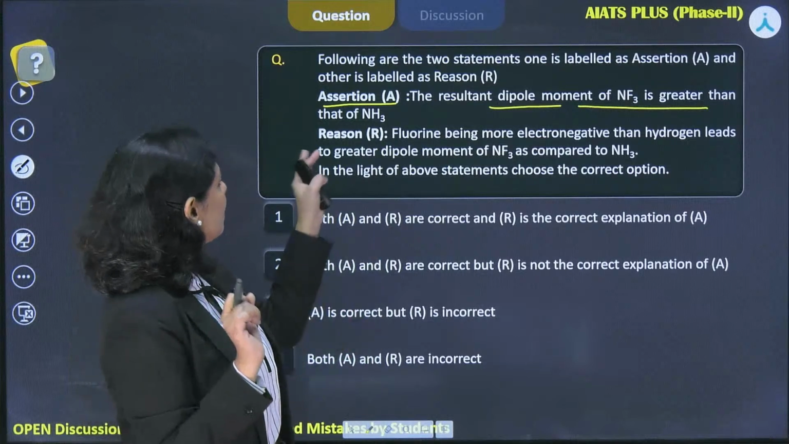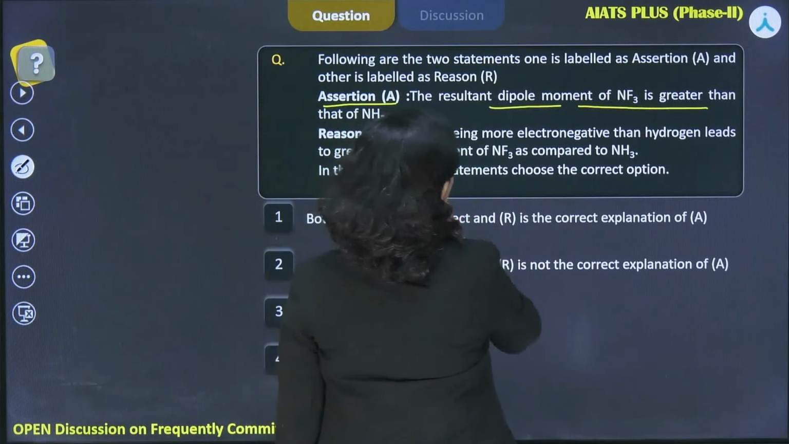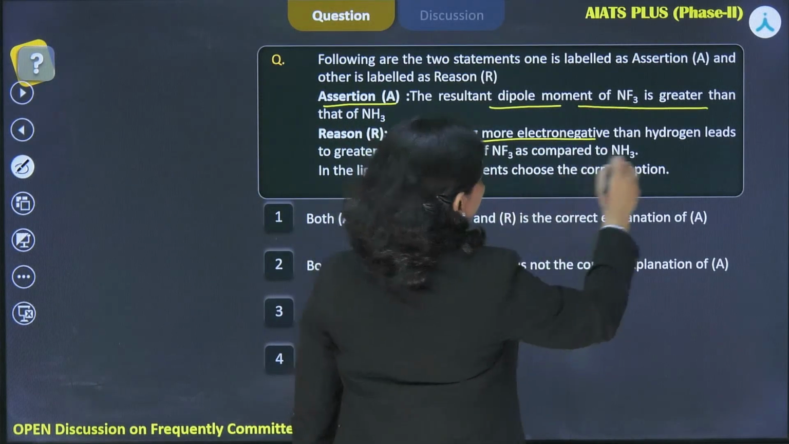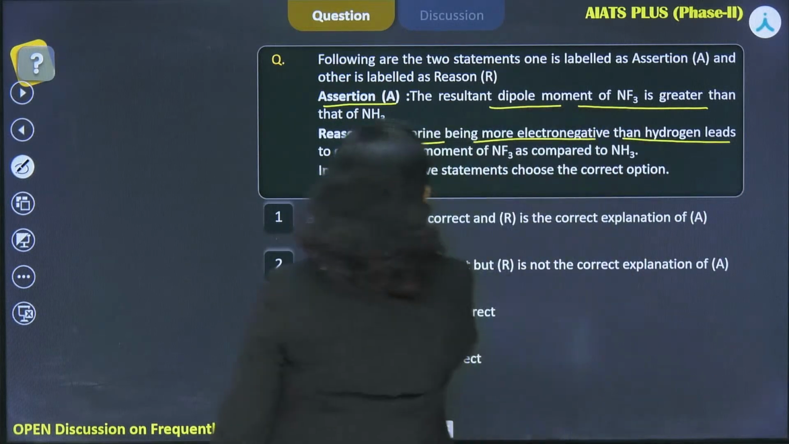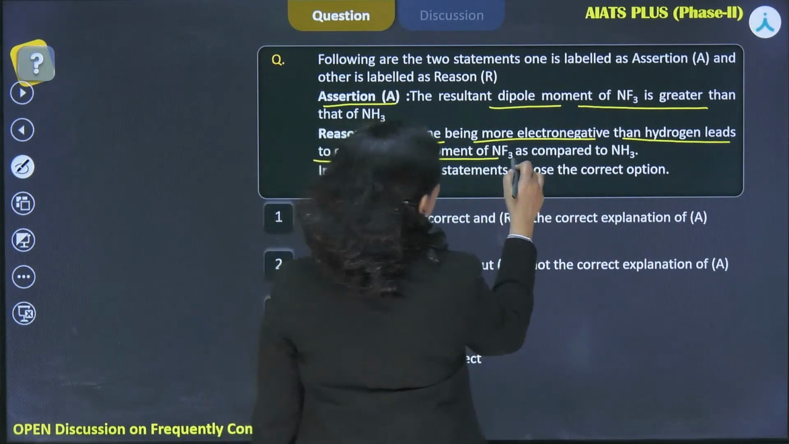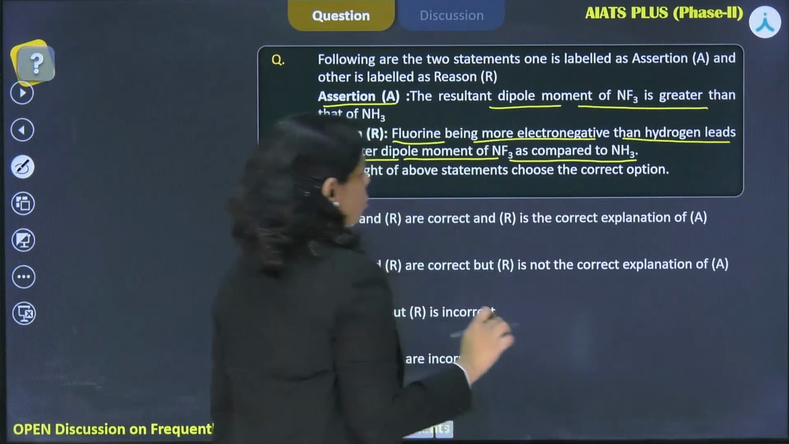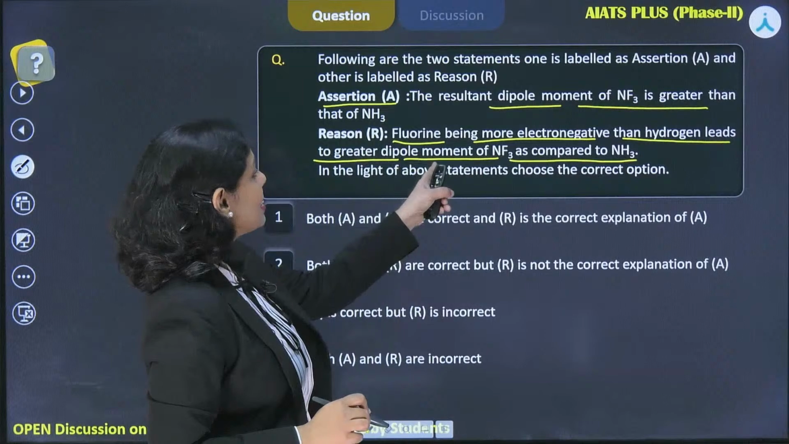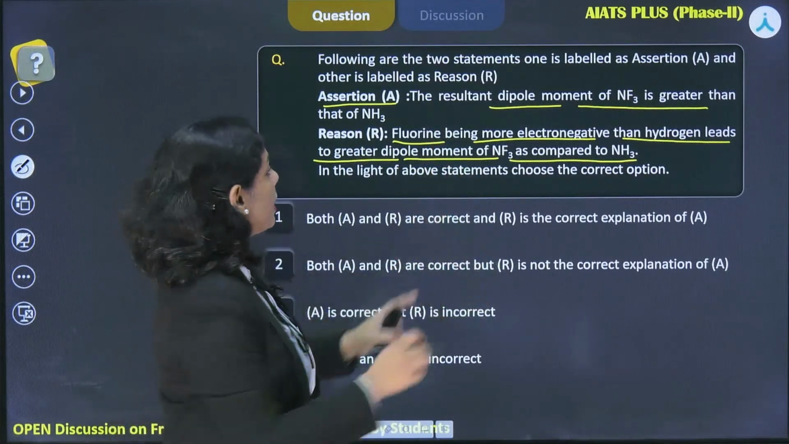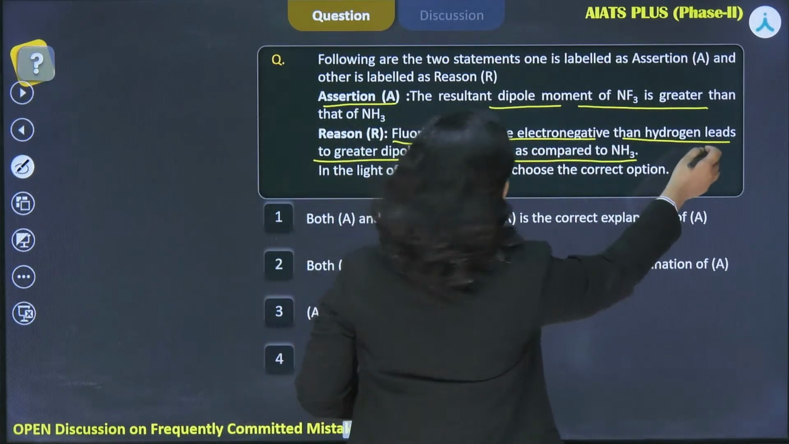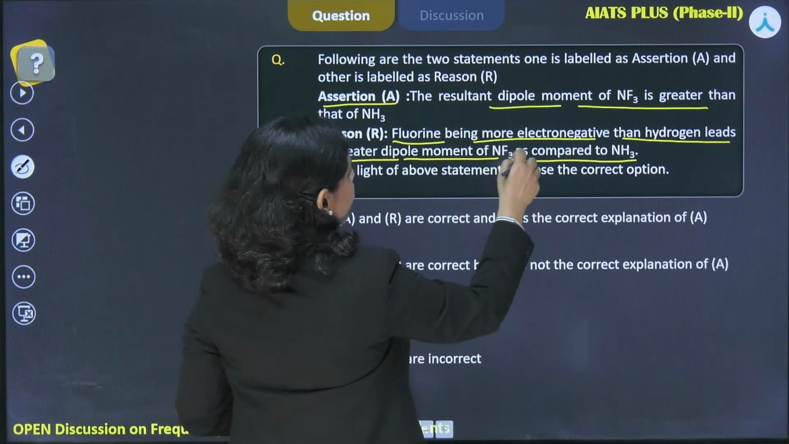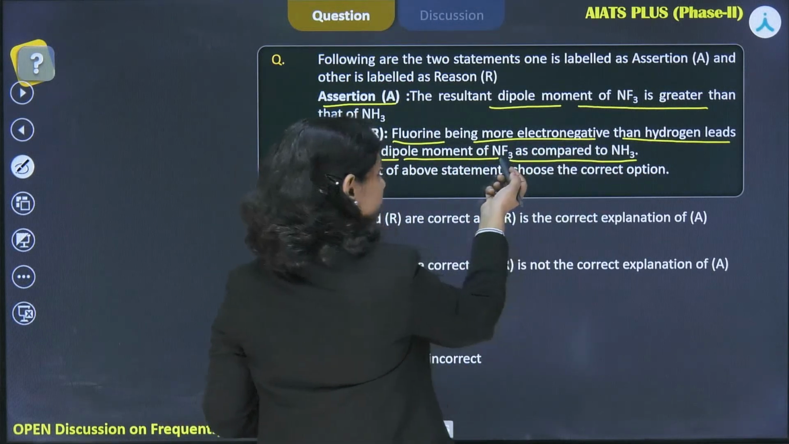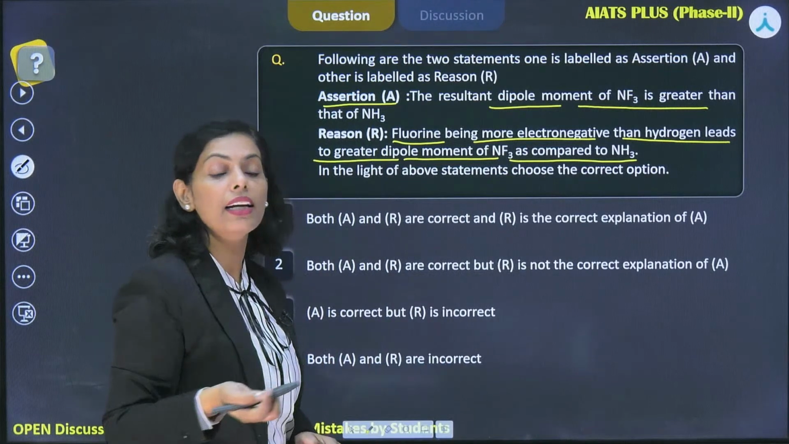Okay. Reason says fluorine being more electronegative than hydrogen leads to greater dipole moment of NF3 as compared to NH3. So, in this case, the reason statement is also saying that fluorine being more electronegative than hydrogen leads to greater dipole moment of NF3 as compared to NH3. So, once again it is saying that NF3 has the higher dipole moment.